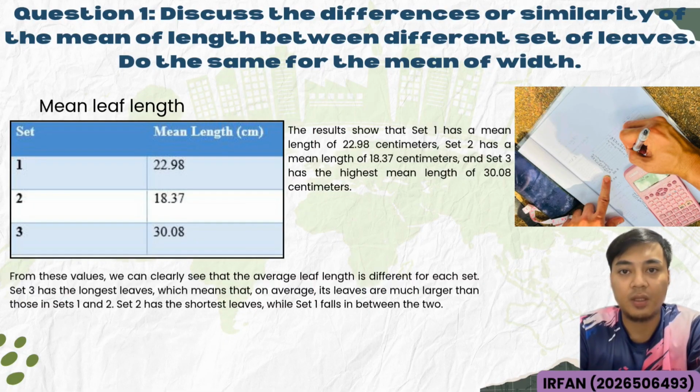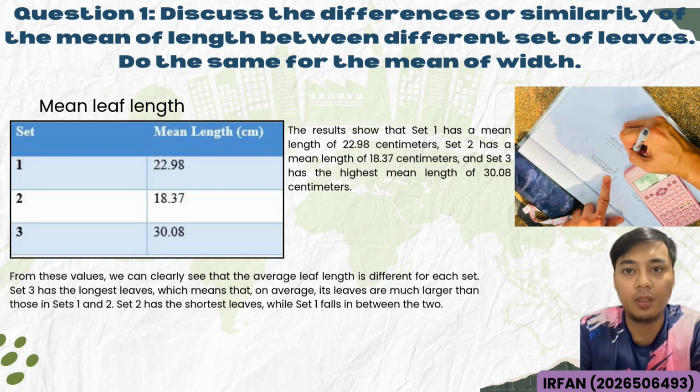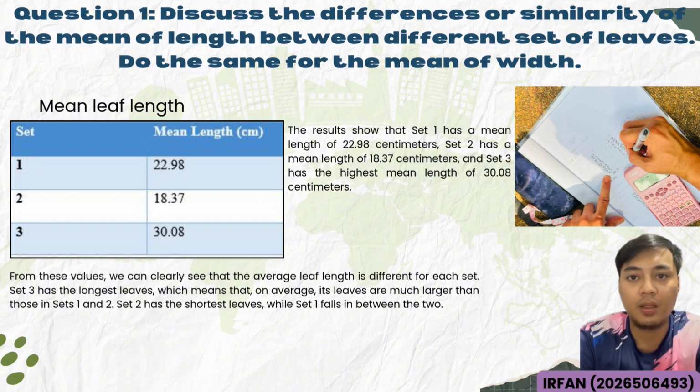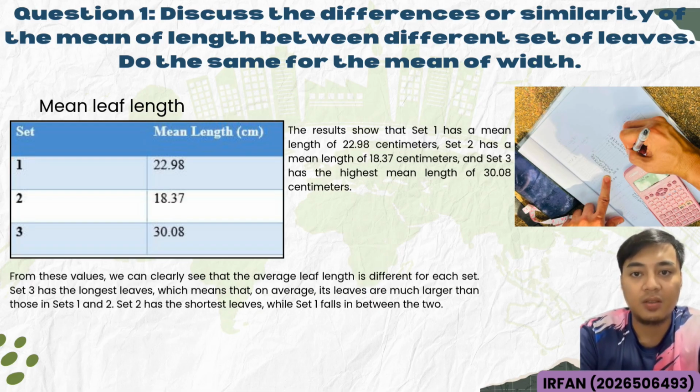The first question asks us to discuss the differences or similarity of the mean of length between different set of leaf. Do the same for the mean of width. First, let's look at the mean leaf length. The results show that set 1 has a mean length of 22.98 cm. Set 2 has mean length of 18.37 cm. And set 3 has the highest mean length of 30.08 cm.